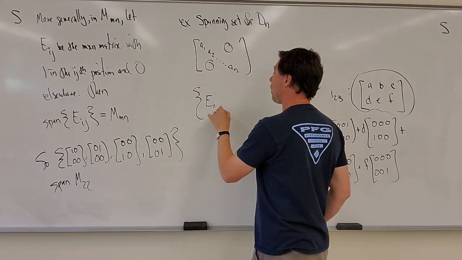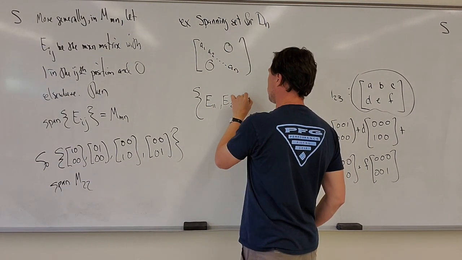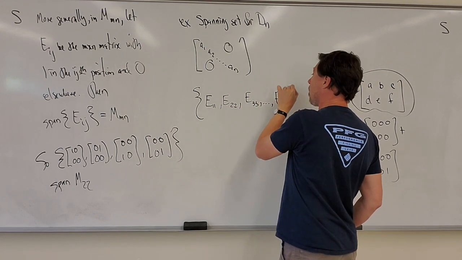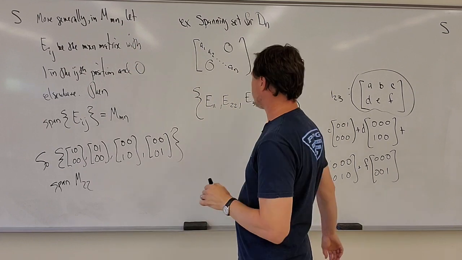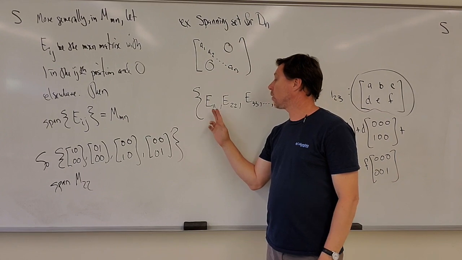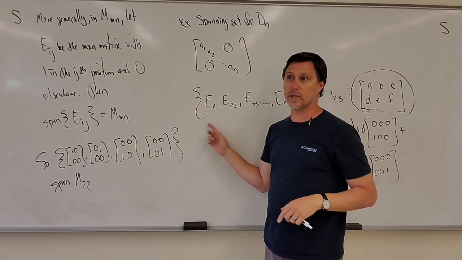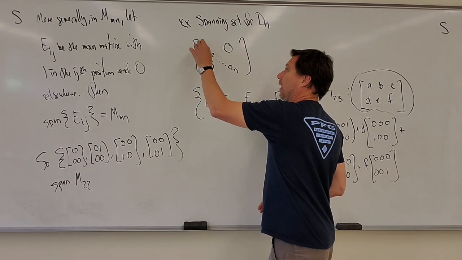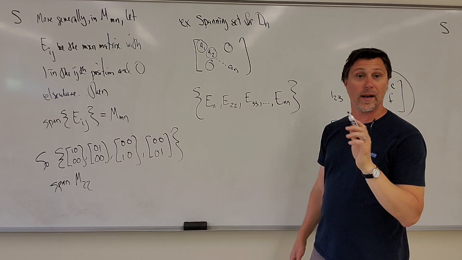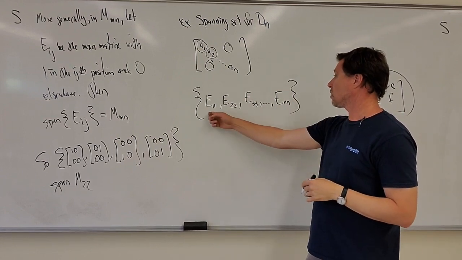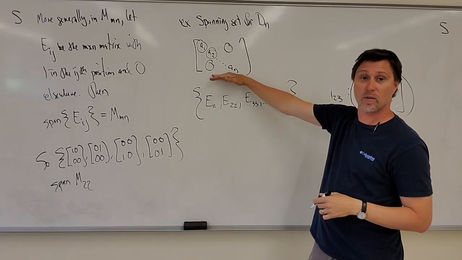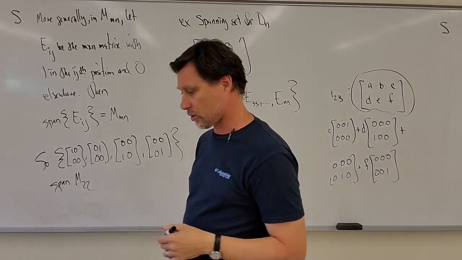So what's an obvious spanning set? E11, E22, E33, all the way down to Enn, where, as we defined just a minute ago, E11 would be the n by n matrix with a 1 in the 1,1 position, and zeros everywhere else, right? That one right there. And then E22, right, has a 1 in the 2,2 position and zeros everywhere else. So if you go through here, it should be fairly clear that this set right here is a spanning set for the set of all possible diagonal matrices.